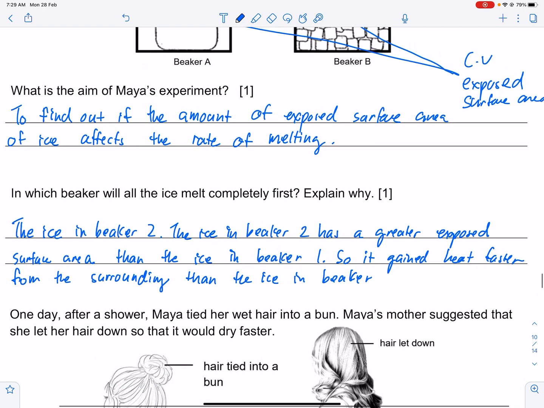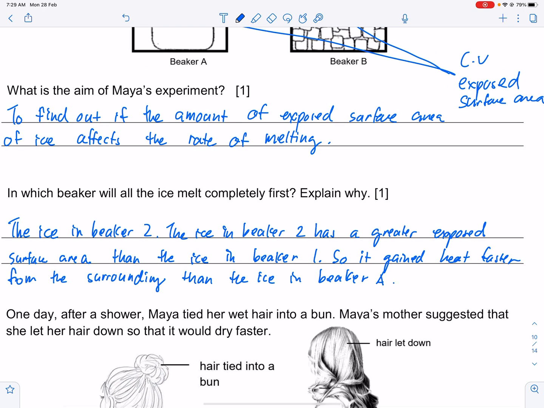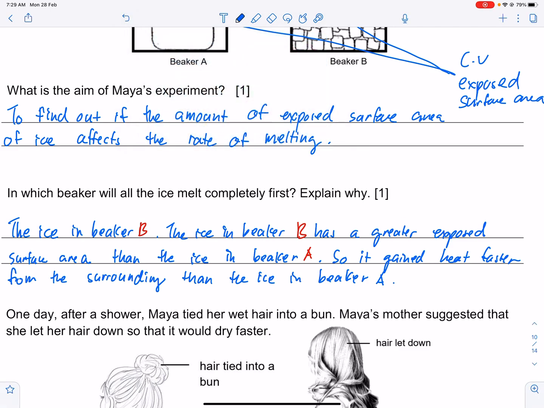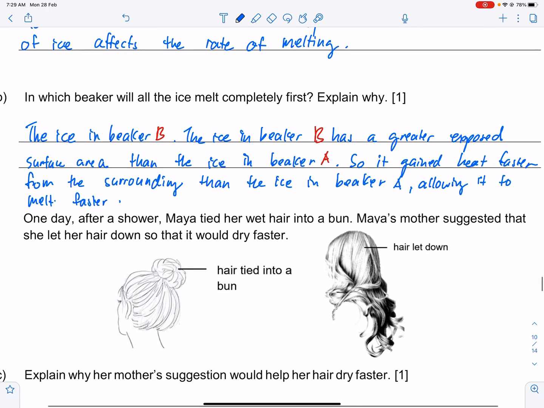Sorry, this is beaker A and B, right? Okay, I just realized that. Let me just change this part here. So this is beaker B, to make it more consistent. Allowing it to melt faster.